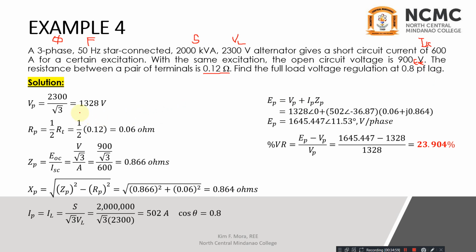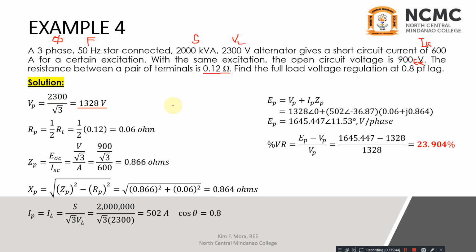So our formula for the percent voltage regulation is EP minus VP over VP. Our goal is to find the value of our EP and our VP with these given values. First, for VP, you are given the line voltage. To find the voltage per phase, just divide it by square root of 3. Now we have 2,300 divided by square root of 3, so we automatically have a voltage per phase of 1,328 volts.